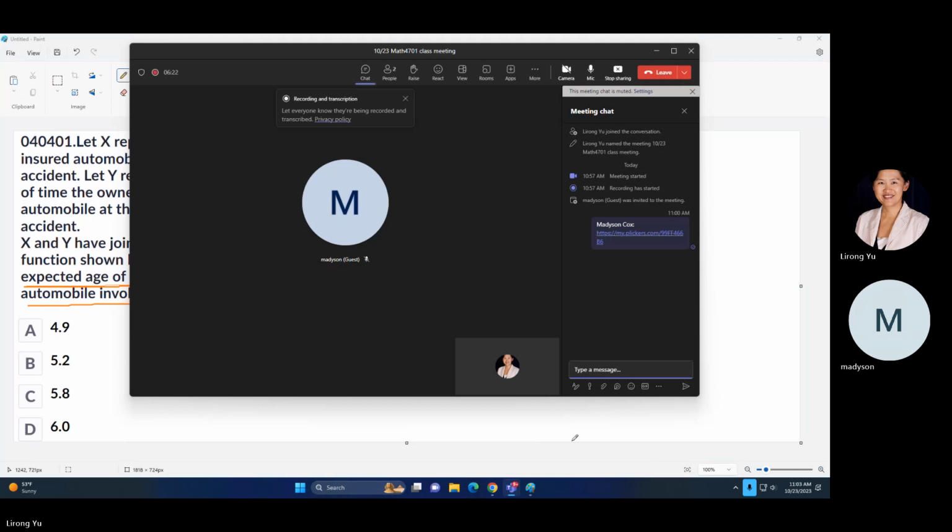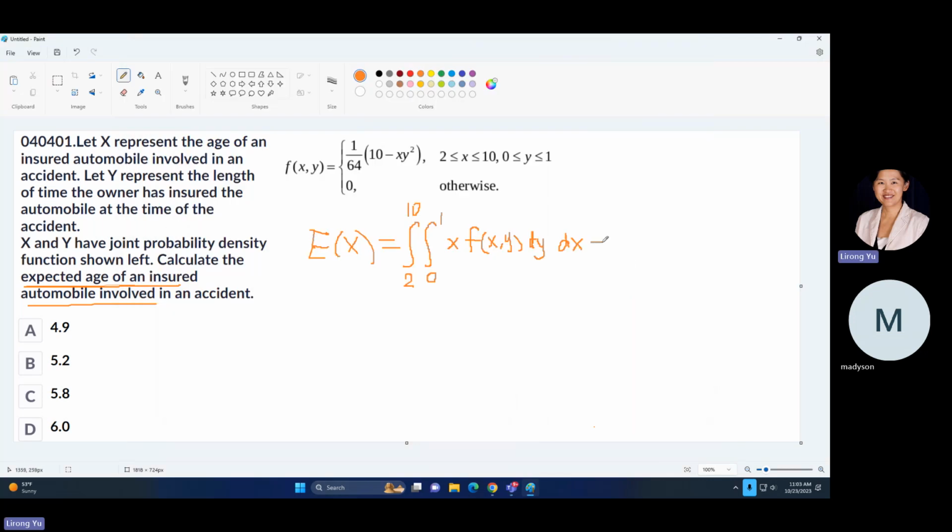And then let's see what we're really calculating. So we will have a double integral. Since we're trying to simplify, I'm not writing all the integration limits all the time, only when I really need them. So we have x times 1 over 64 multiplied by (10 minus xy) to the power 2, and then dy dx. And the integration order matches the integration limits. Make sure you have it right.